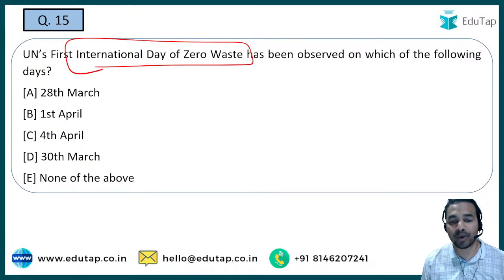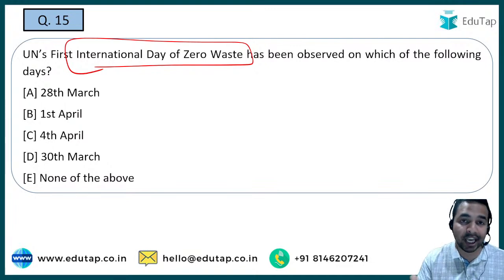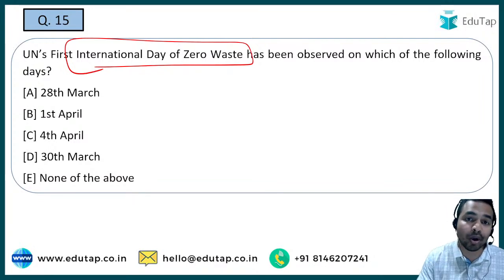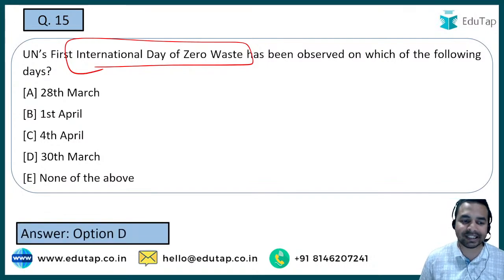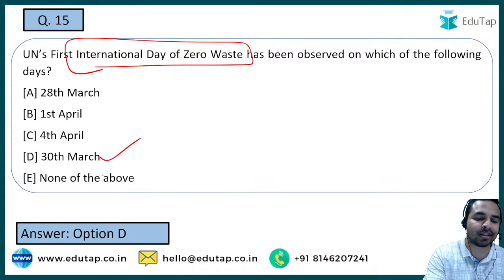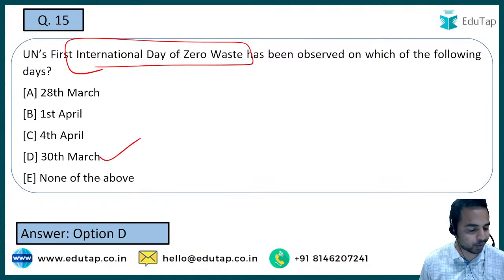See guys, let me tell you that the day is United Nations' first International Day of Zero Waste. This particular day basically aims to bolster action to address the global pollution crisis. See, global pollution crisis को खत्म करने के लिए हम जो एक्शंस लेते हैं उन एक्शंस को और ज्यादा एनहांस करना, that is what the aim of this particular day is all about. And the date on which it was observed is 30th March. That is the right answer to this particular question.